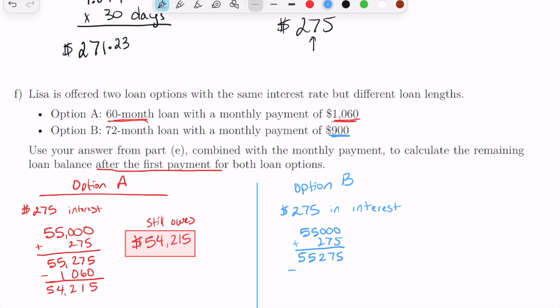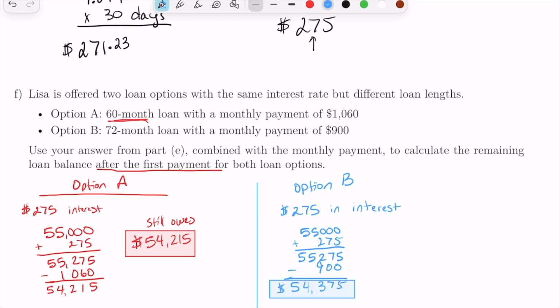But she's not. She's only going to pay them $900, which means that after 1 month's time, she still owes $54,375, which again, this should make sense. She paid a smaller payment. She only paid $900 a month instead of $1,060 a month. So she paid less, so she still owes more. Okay, that's just 1 month though.